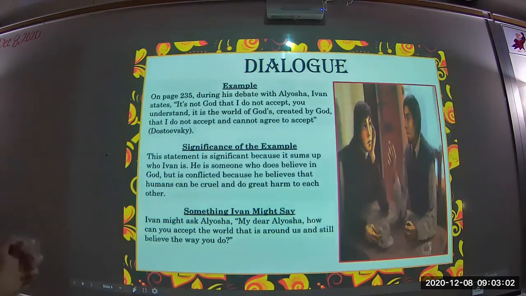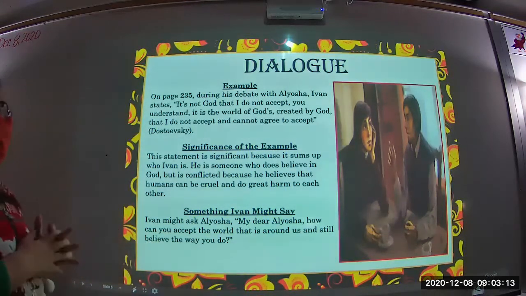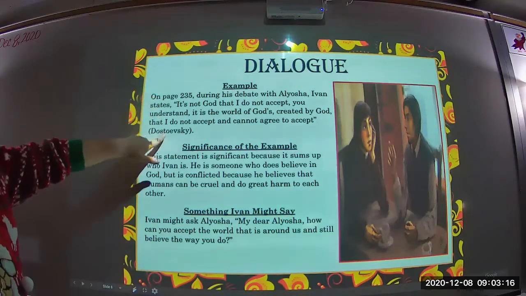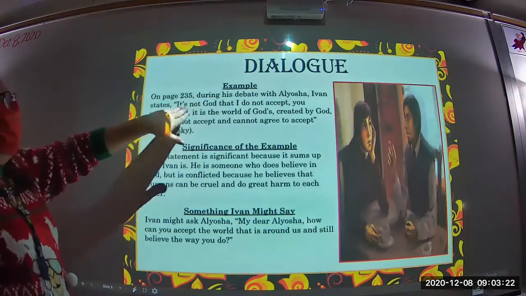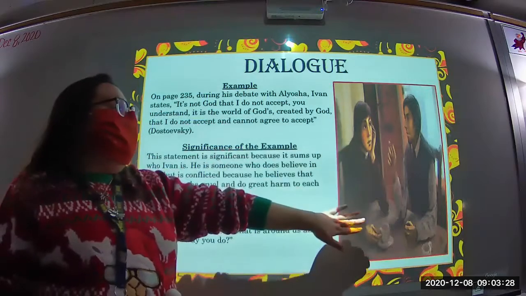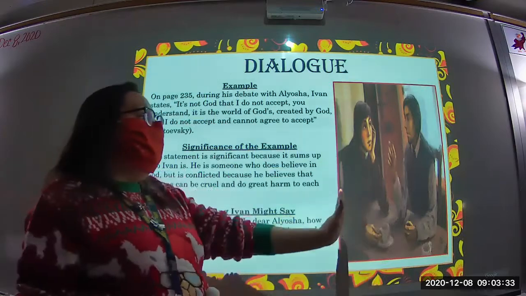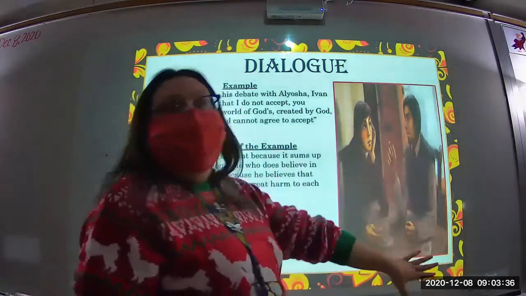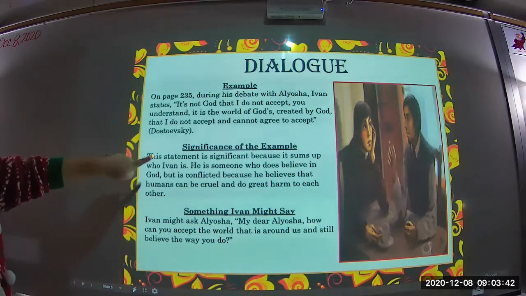On page 235, during his debate with Aloysia, Ivan states, "it's not God that I do not accept. You understand? It is the world of God, created by God, that I do not accept and cannot agree to accept." Again, I introduce it, give you the page number up here, and now I just put Dostoevsky here, because this is dialogue. All right, and I tell you who he's talking to, Aloysia, his younger brother. Because Aloysia, when you read the book, he's a religious man. He wants to be a priest in the Russian Catholic Church, to where Ivan is more of an intellectual, and he struggles with religion.